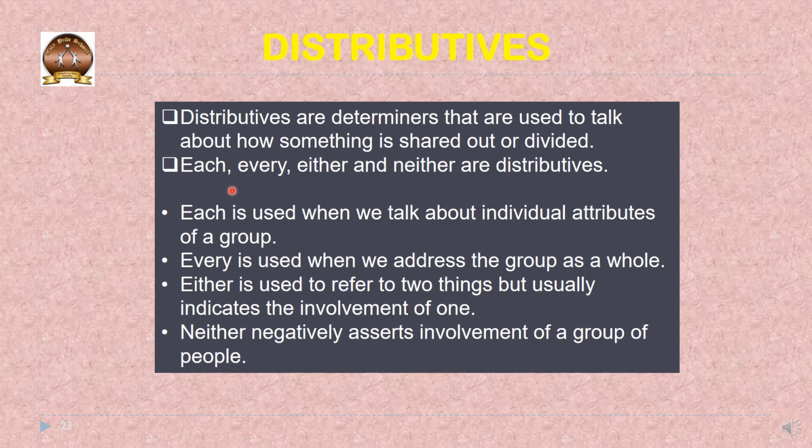Then comes your distributives. Each, every, either, neither. They are distributives. They talk about how something is shared out or divided. Like each is used when we talk about individual attributes of a group, and every is used when we address the group as a whole. Either is used to refer to two things but usually indicates the involvement of one. Neither negatively asserts involvement of a group or of people.